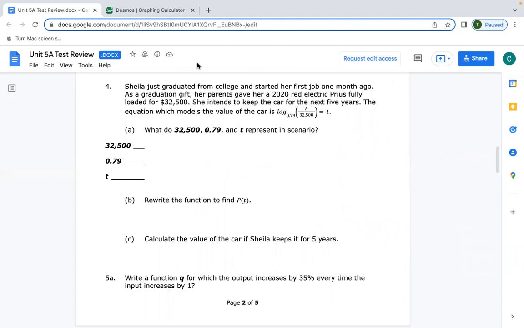Okay, so what do they represent? Price of the car. Good. What does t represent? Somebody said it. Over the next 5 years. Okay. And then 0.79, what does that represent? The rate of what?